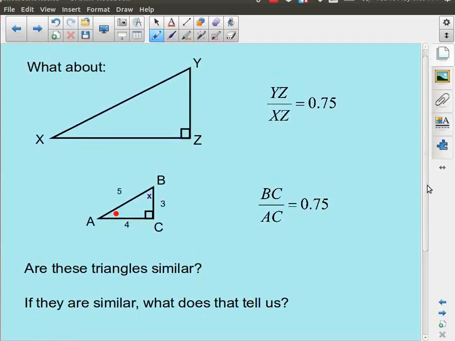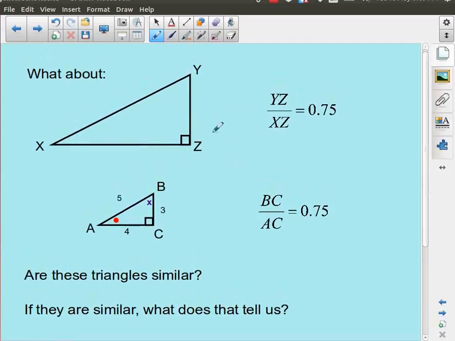Okay, so let's take a look at this one. So if I have YZ over XZ, and that's equal to 0.75, remember we got that result before. So what does that tell us? Well, we've got this right triangle here, and we know the ratio of this side to this side is the same as the ratio from this side to this side. So are these triangles similar though? Do we actually have enough information to know whether or not these triangles are similar?